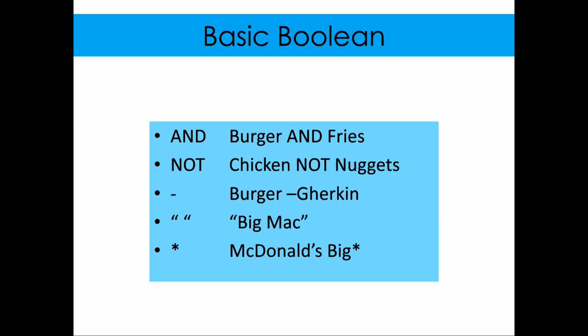Burger minus gherkin will similarly bring back results for burger, but not results that also contain gherkin. Using the inverted commas around "Big Mac" will bring back results that contain Big Mac as a phrase. So you could have a longer phrase and it would only bring back results that contain that phrase in that order altogether. And then you have the star. So McDonald's Big star would bring you back Big Mac, but also Big Tasty, or, I don't know, the entire McDonald's menu, but hopefully you get the idea.